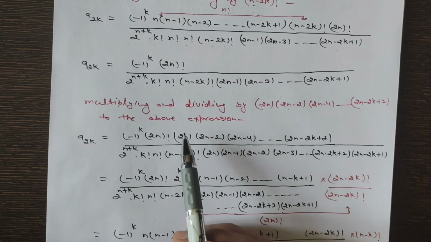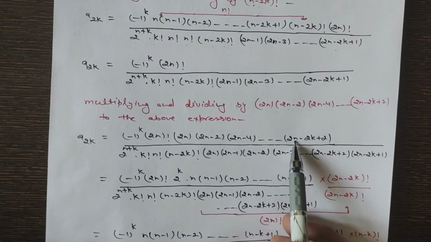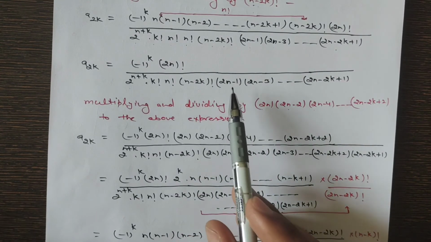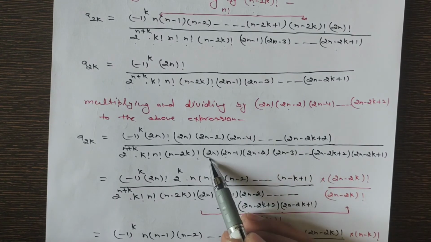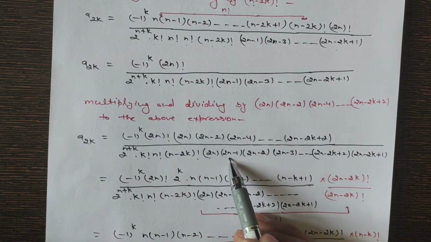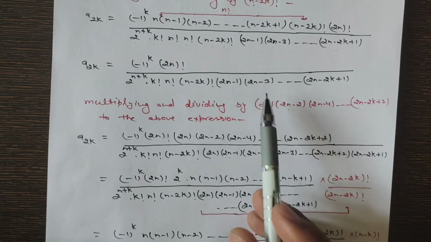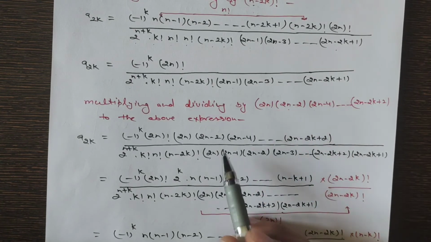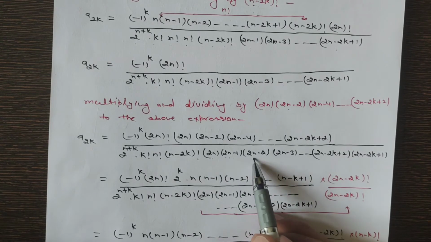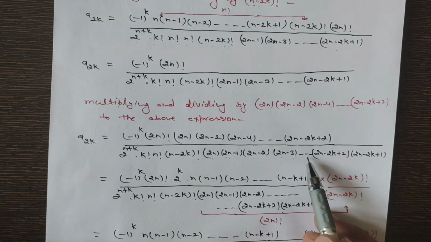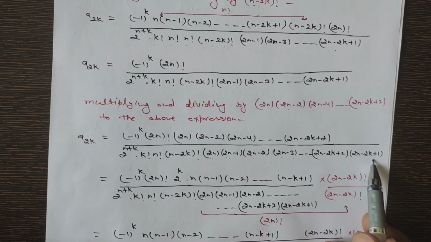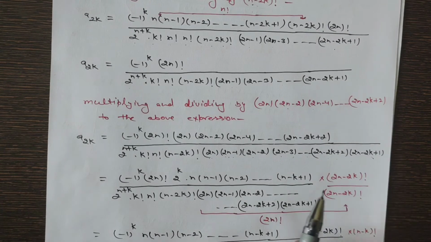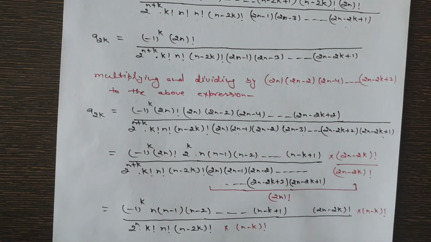So the numerator will be this after multiplying with this term, and the denominator is 2n minus 1. So we had multiplied by 2n also here. So the terms 2n, 2n minus 1 will be sandwiched between these terms: 2n, 2n minus 1, 2n minus 2, 2n minus 3, 2n minus 4, 2n minus 5 up to 2n minus 2k plus 2, and then 2n minus 2k plus 1. Is it clear? So in the next step, look at this term.